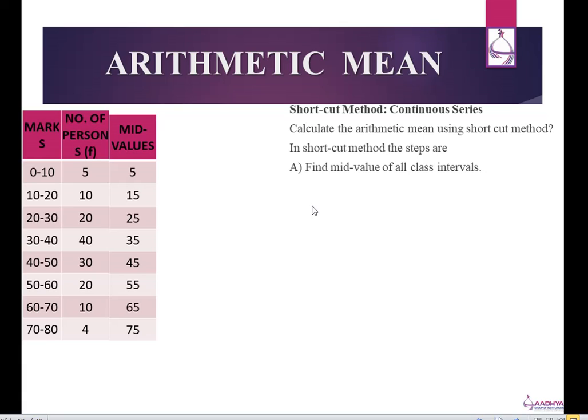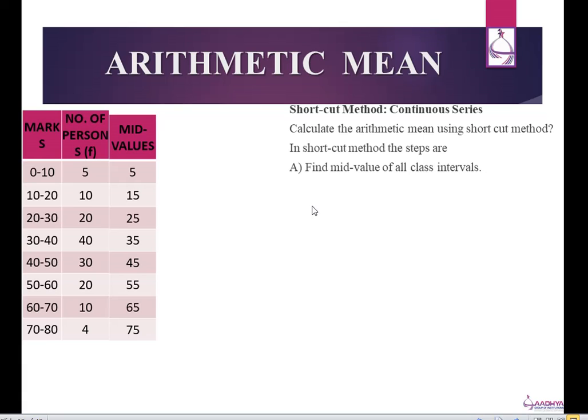Now how do you calculate this? If you can't visually identify the midpoint, the simple way is to add the upper limit and the lower limit of each class interval and divide it by 2. So 30 plus 20 is 50, divided by 2, 25. 40 plus 30 is 70, divided by 2, 35. 50 plus 40 is 90, divided by 2, 45 and so on. So you can easily calculate the midpoint by adding the upper limit and the lower limit and dividing it by 2. Alright?